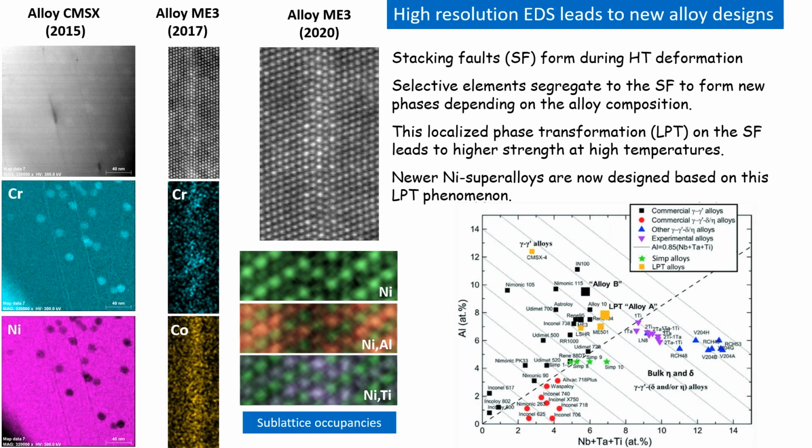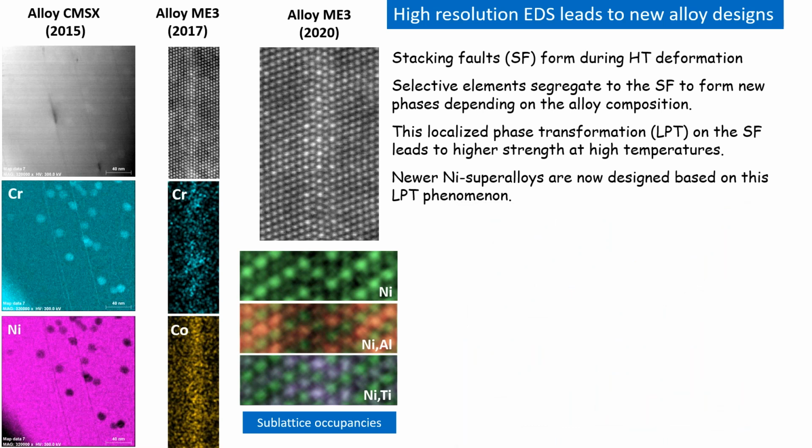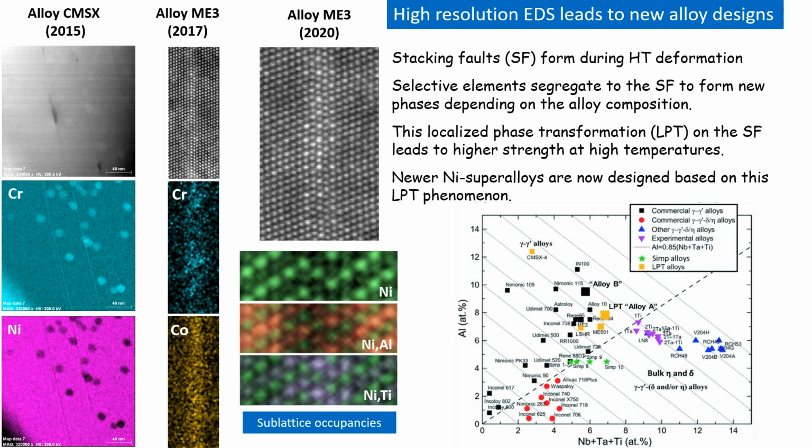And locally, it actually changes not only the composition, but also the local crystal structure. And now this is termed localized phase transformation, because the crystal structure has changed and the composition has changed. So this little precipitation kinetics on the stacking faults has a huge implication on high temperature creep properties and mechanical properties in the alloy. And now we're using this to our advantage to design the alloy. Put back that diagram. Yes.